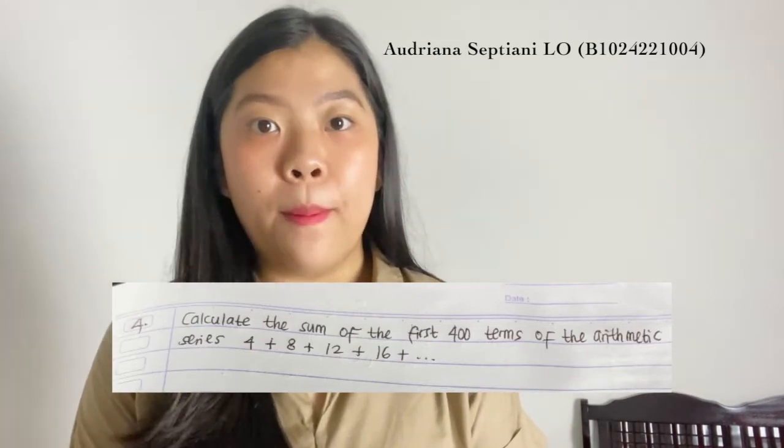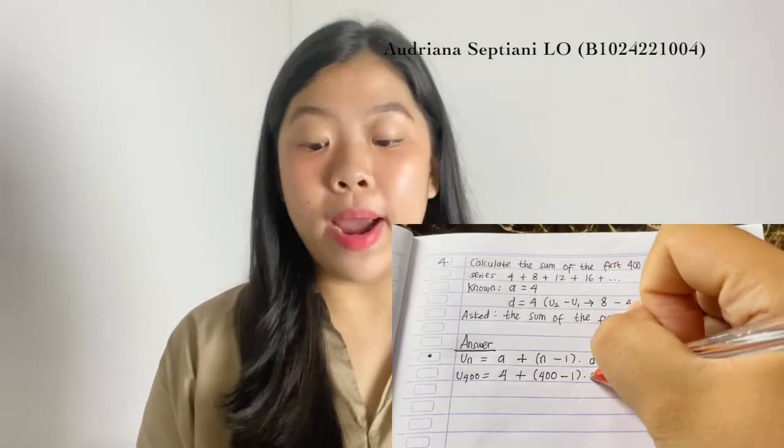The fourth question is: calculate the sum of the first 400 terms of the arithmetic series 4 plus 8 plus 12 plus 16. First of all, we write down the information that we get from the question. The first term is 4 and the difference is 4. Then we must find the 400th term with the formula Un equals a plus open bracket n minus 1 close bracket times d. So the 400th term equals 4 plus open bracket 400 minus 1 close bracket times 4.